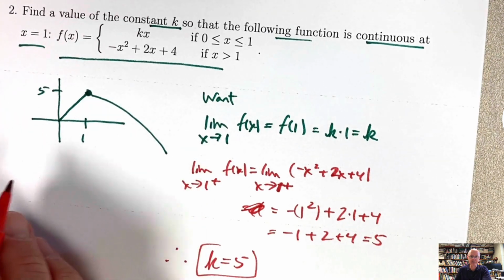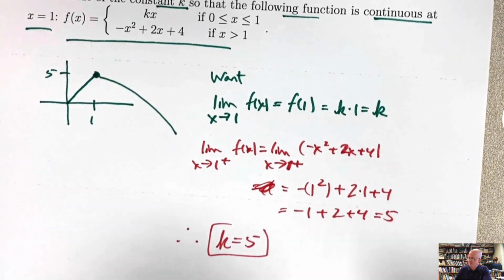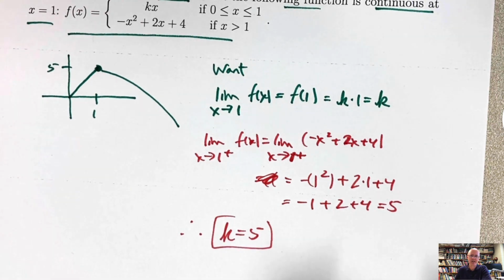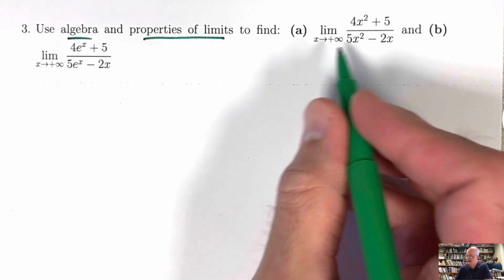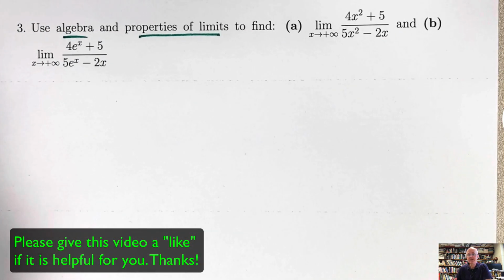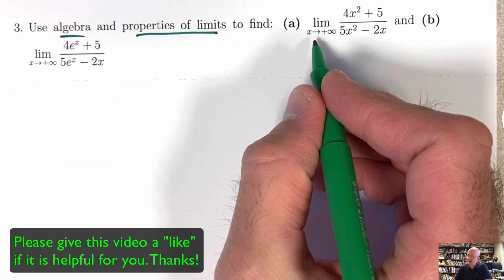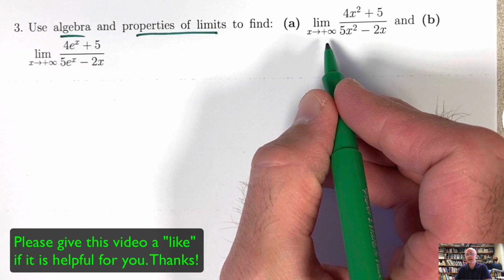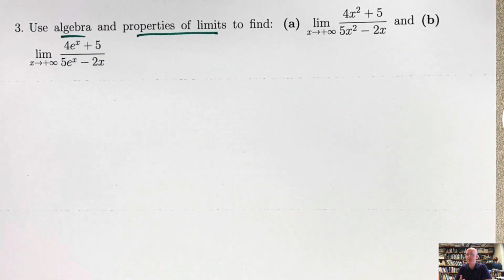We knew that this is the graph. Maybe your teacher is fine with you just giving a graphical reason. Maybe your teacher wants you to give a reason based on limits. Number 3 says use algebra and properties of limits to find two limits in part A and part B here. Notice these are different kinds of limits. These are limits at infinity, you might say, as x goes to plus infinity, which means as x gets bigger and bigger to the right without bound.